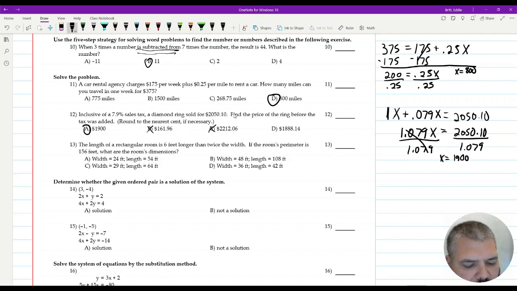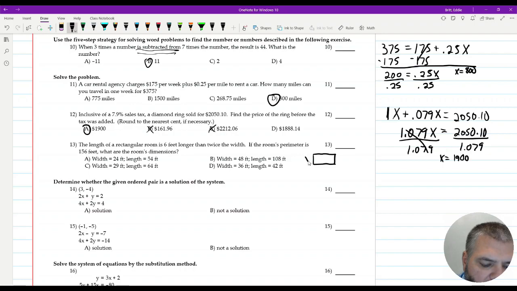All right, let's look at number 13. Number 13 is a problem where drawing a picture may help. It says the length of a rectangular room is 6 feet longer than twice the width. If the room's perimeter is 156 feet, what are the room's dimensions? So definitely draw a picture here. I'm going to draw a small rectangle here. And we have that the length of the rectangular room is 6 feet longer than twice the width.